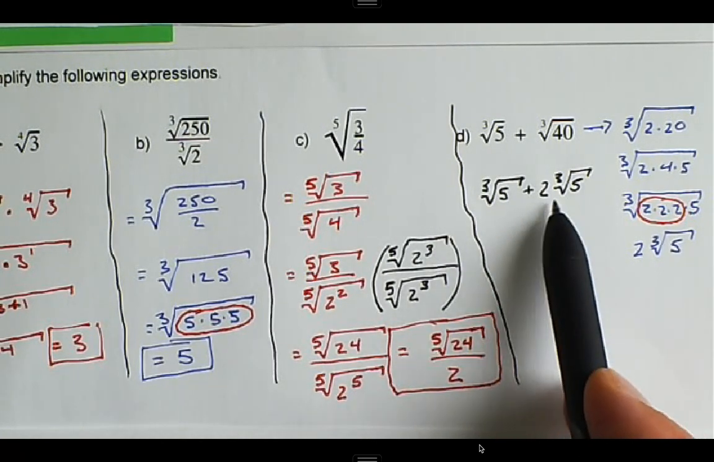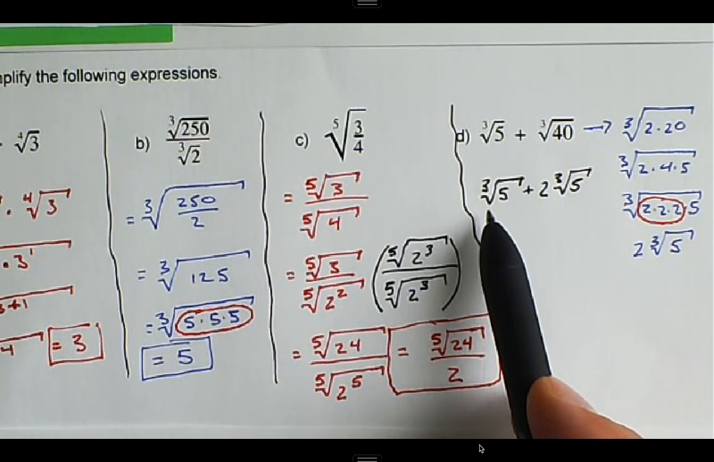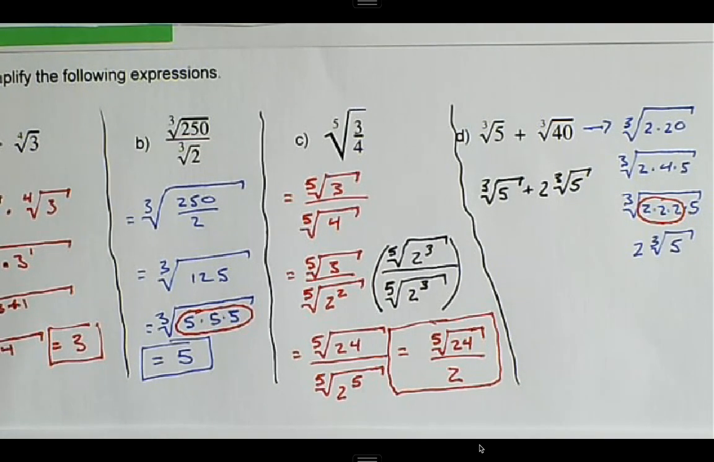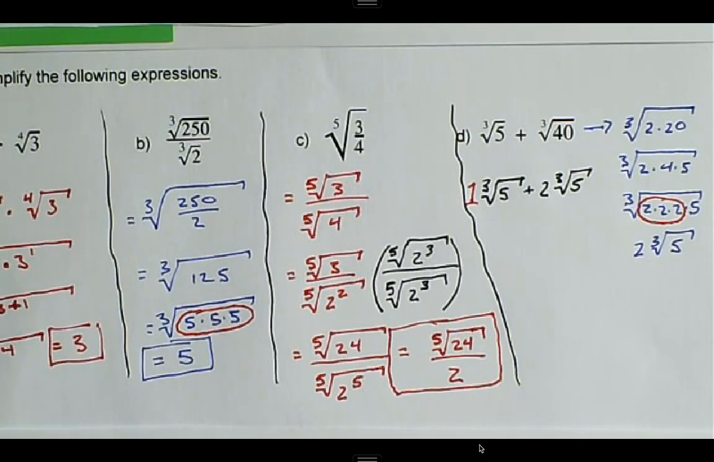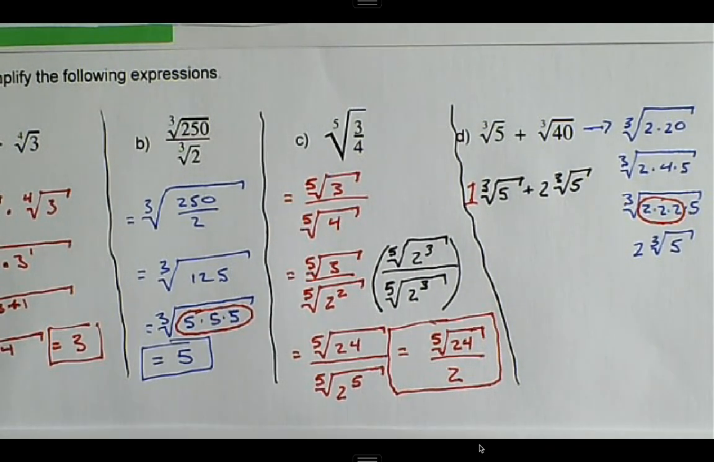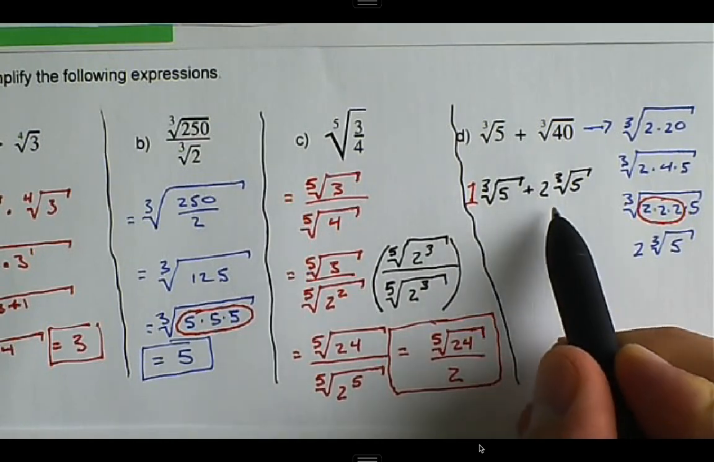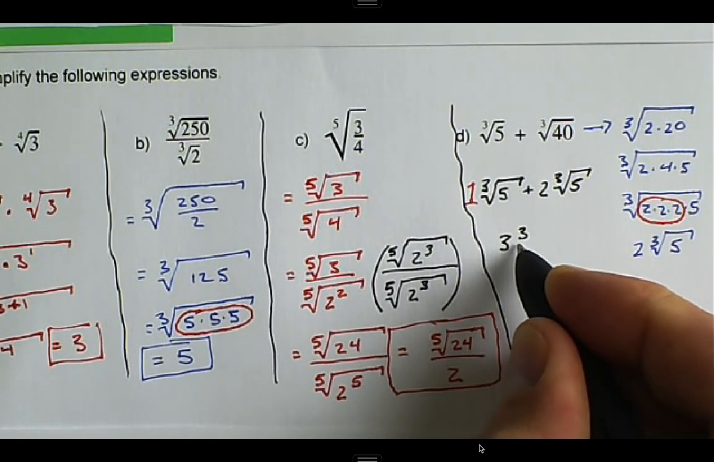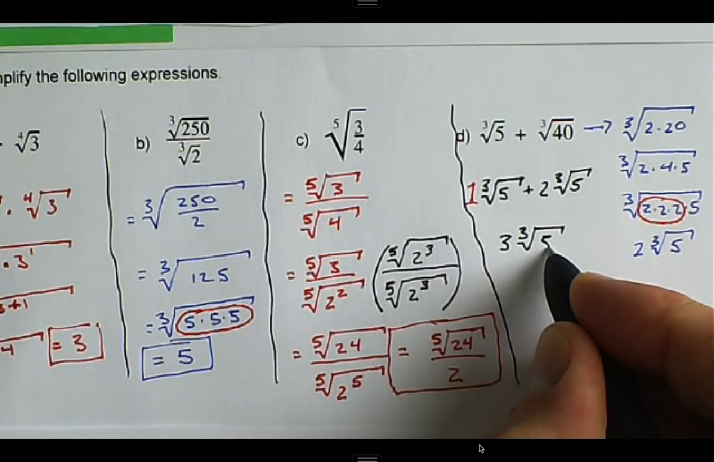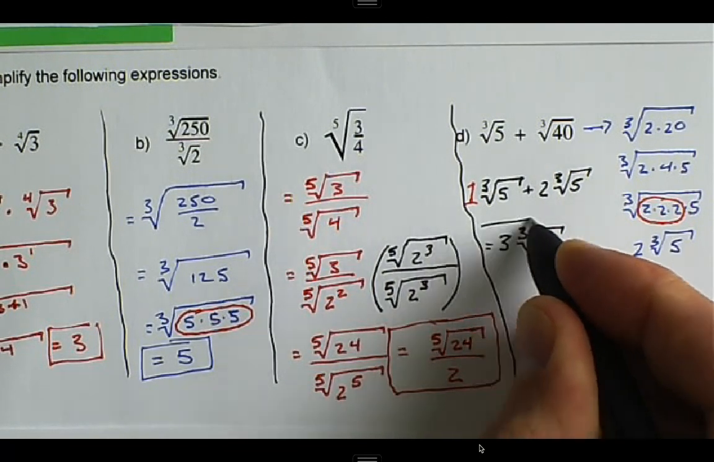Here we have 2 third roots of 5, and here we have an understood 1, because that's the number in front. If it's not written down, we understand that that's the 1. So 1 plus 2, and that gives us 3 third roots of 5. And then this is in the simplest form.